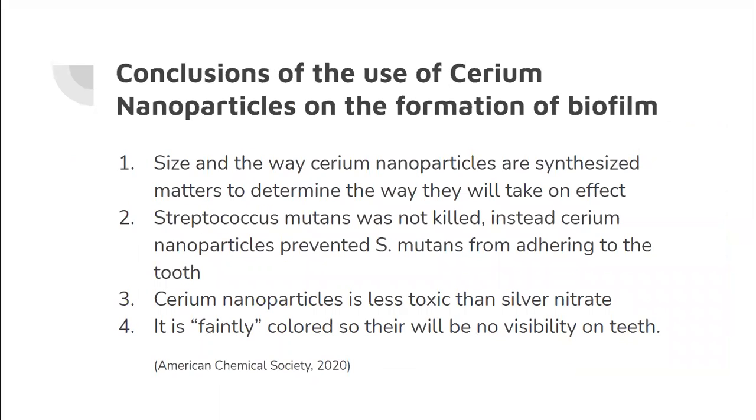Conclusions of the use of cerium nanoparticles on the formation of biofilm. The size and the way cerium nanoparticles are synthesized matters to determine the way they will take effect. Streptococcus mutans was not killed. Instead, cerium nanoparticles prevented S. mutans from adhering to the tooth. Cerium nanoparticles are less toxic than silver nitrate, and they are faintly colored, so there will be no visibility on teeth.